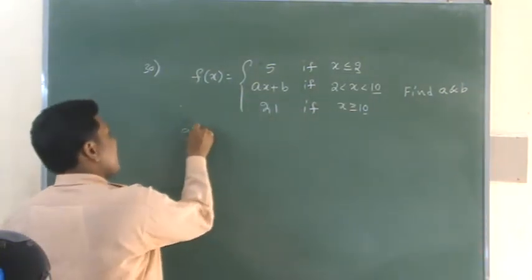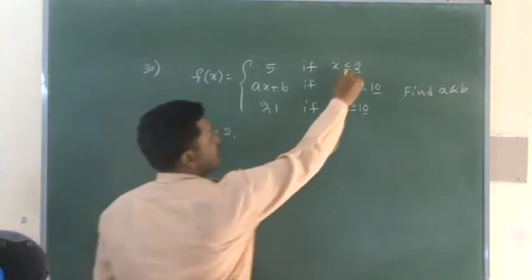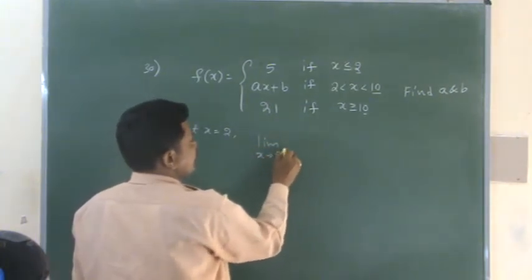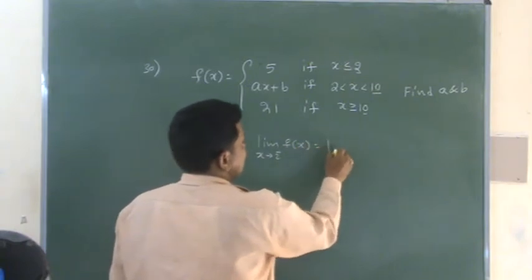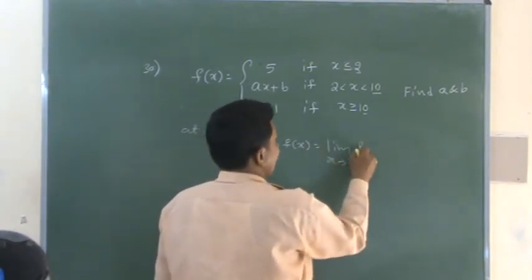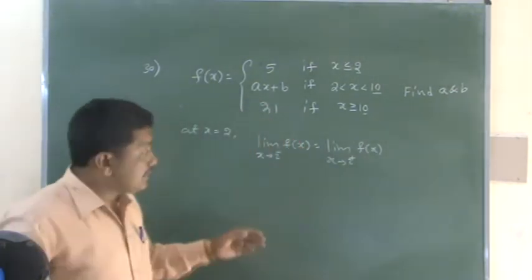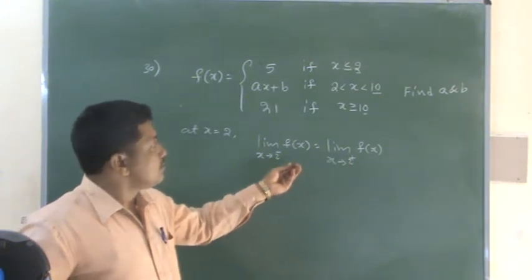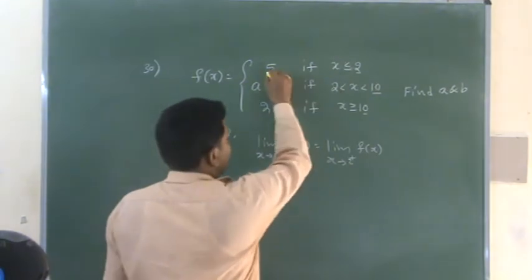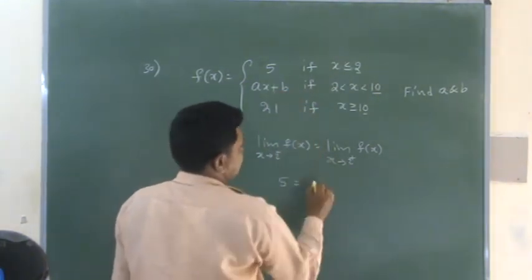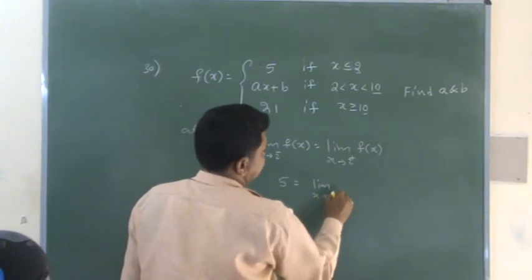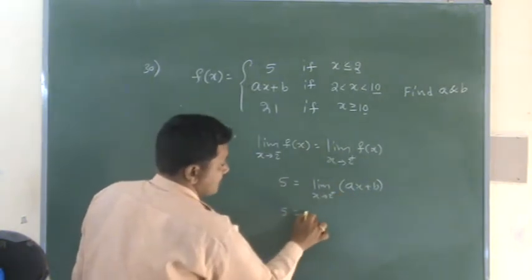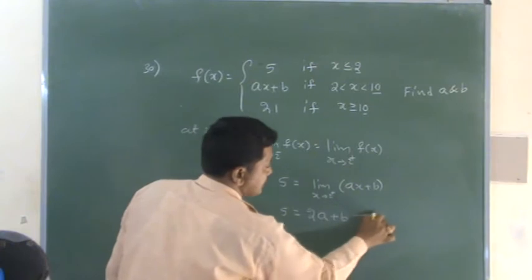First of all, at x is equal to 2, that means these two functions. Limit x tends to 2 minus f of x is equal to limit x tends to 2 plus f of x. That means I use left hand limit is equal to right hand limit. Do you understand? Here the left hand limit is nothing but 5. And what is the right hand limit? Limit x tends to 2 plus will be ax plus b. So I get the equation 5 is equal to 2a plus b. This is equation 1.